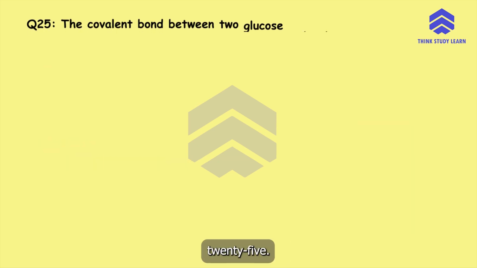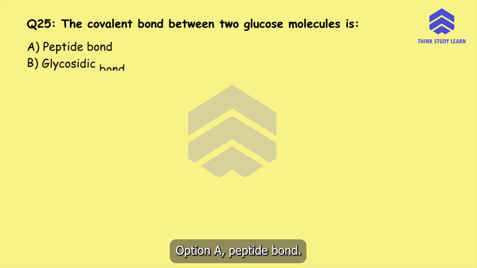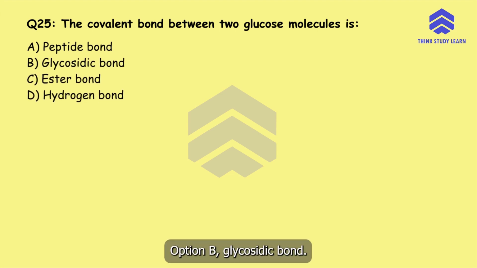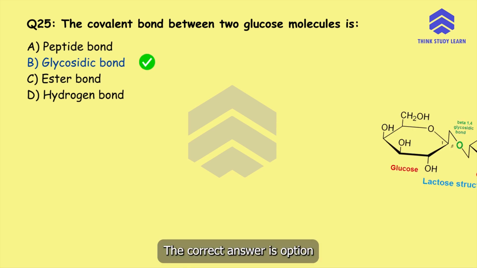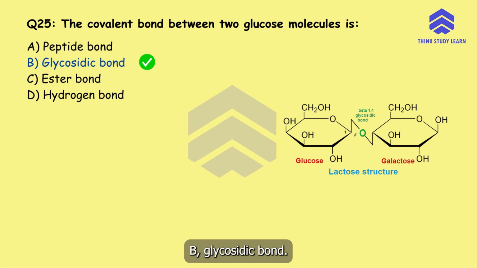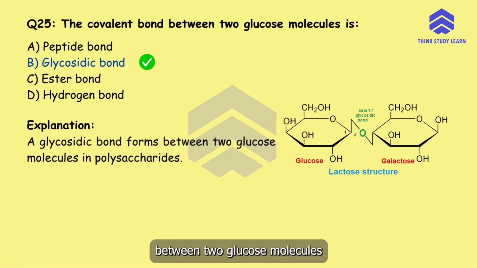Question number 25. The covalent bond between two glucose molecules is option A, peptide bond, option B, glycosidic bond, option C, ester bond, or option D, hydrogen bond. The correct answer is option B, glycosidic bond. A glycosidic bond forms between two glucose molecules in polysaccharides.